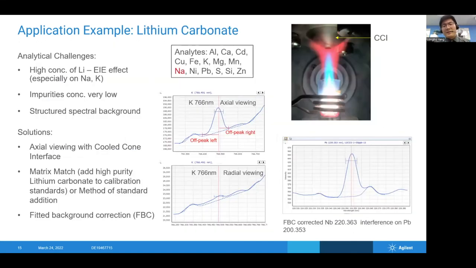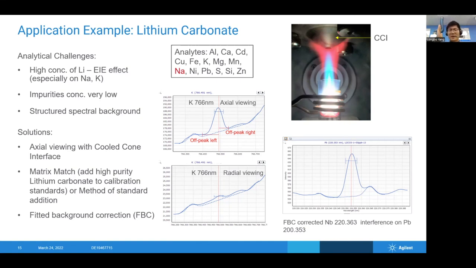So lithium carbonate, however, is slightly different. In lithium carbonate, we are looking at the impurities that are at trace level, which requires the sensitivity of axial viewing instead of a more robust radial viewing. However, sodium and potassium are heavily affected by the EIE effect because of the high lithium content in the sample. So in this case, we're still going to choose axial viewing for the maximum sensitivity, but we do need to either synthetically matrix match the calibration standards to the samples by adding high purity lithium carbonates into the calibration standards, or we can use the method of standard addition, which minimizes the difference between the standards and the samples.